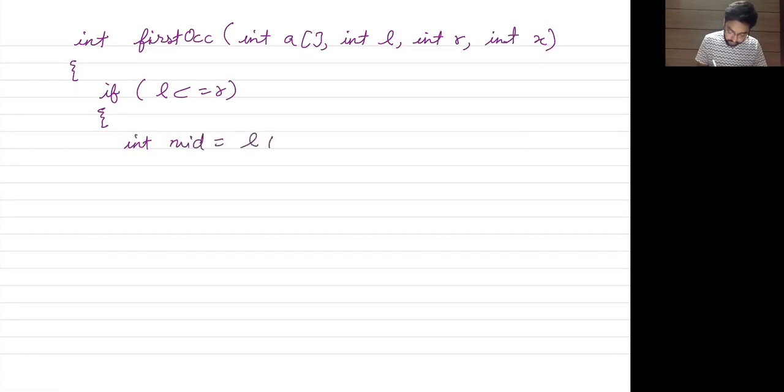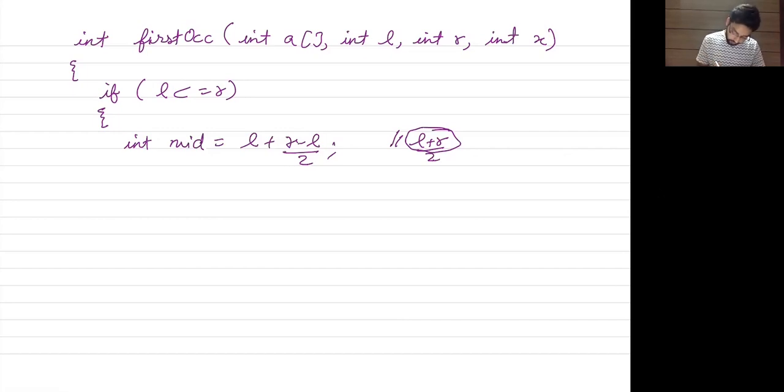Then mid is calculated by L plus (R minus L) by 2 instead of (L plus R) by 2. Again, the detailed explanation is in the previous video, but the concept is the same: (L plus R) by 2 and L plus (R minus L) by 2 are the same things. But in (L plus R) by 2, L plus R can exceed the integer value. It can overflow, which is why we write it as L plus (R minus L) by 2.